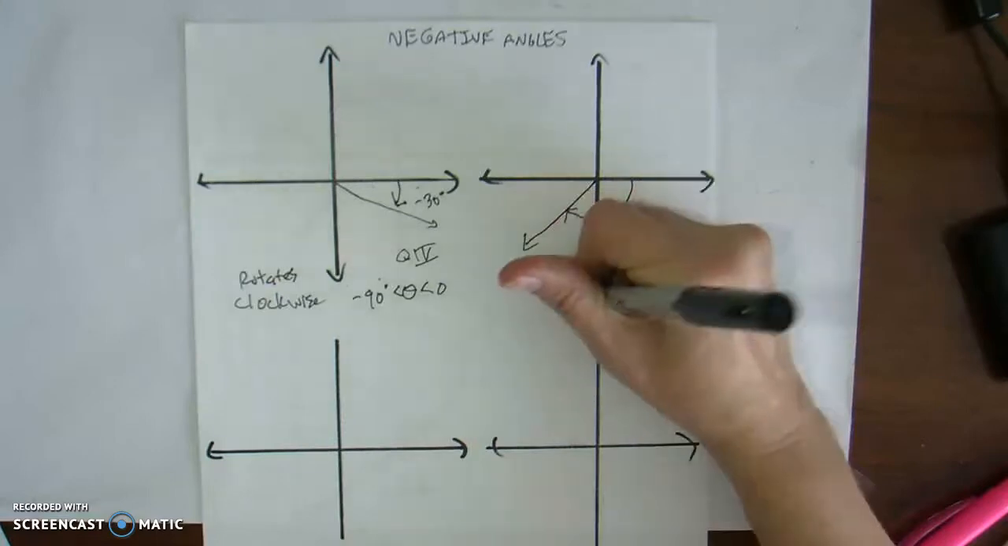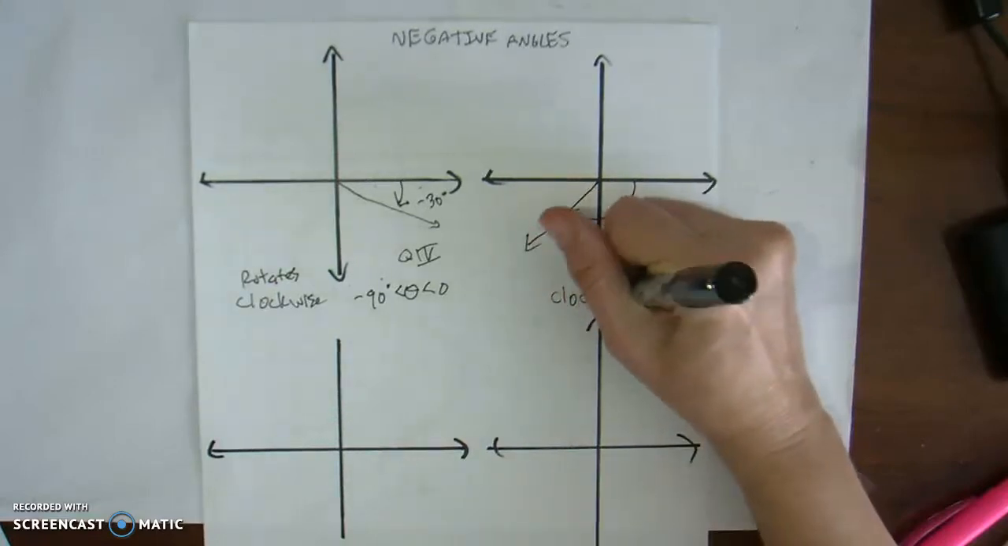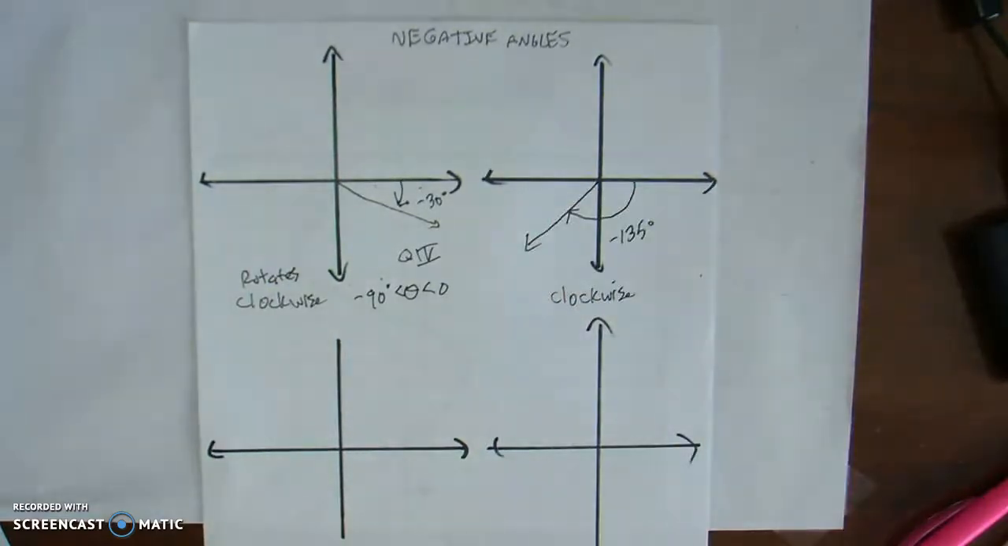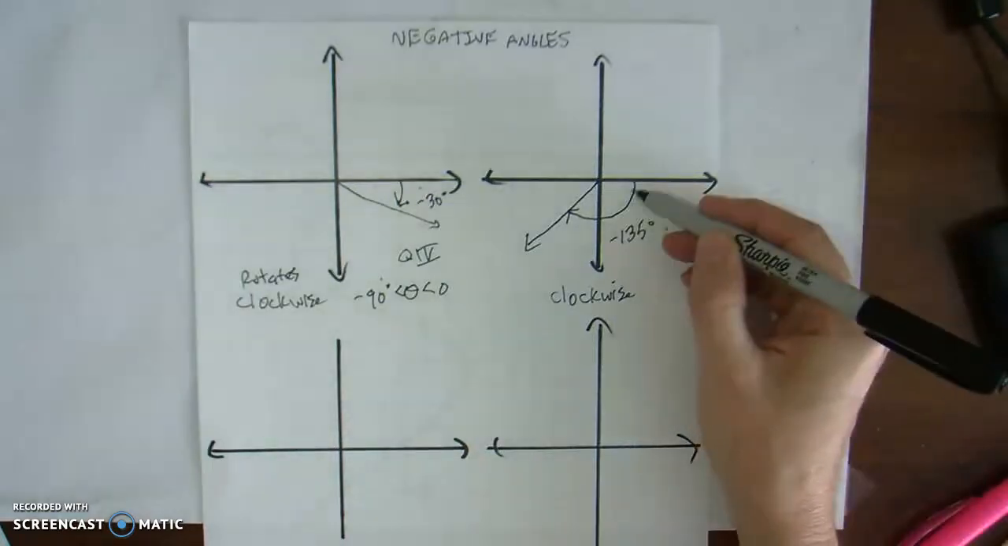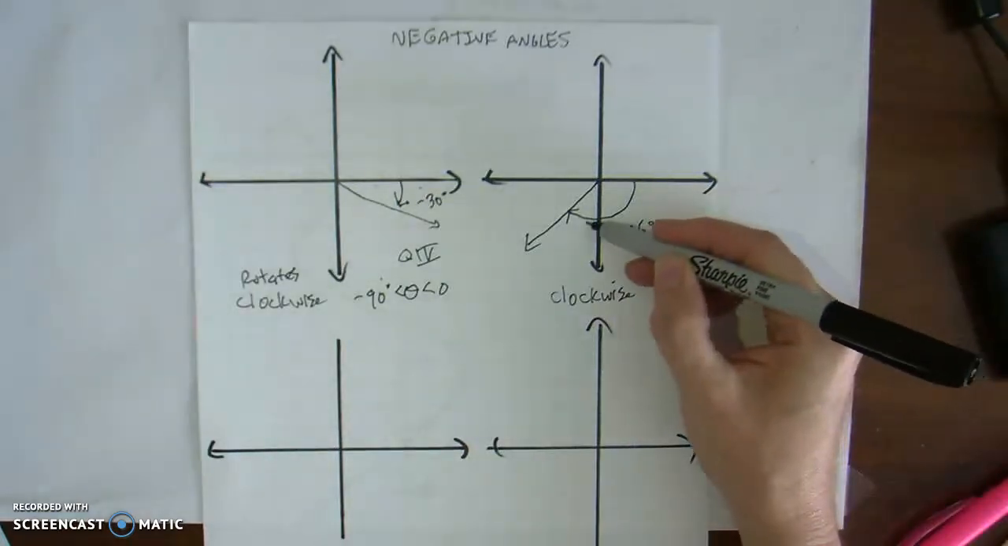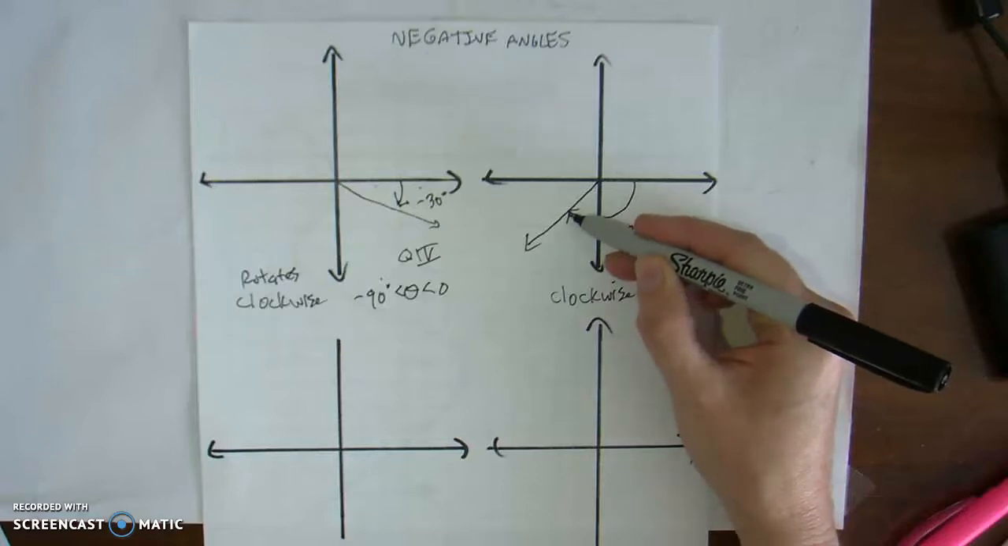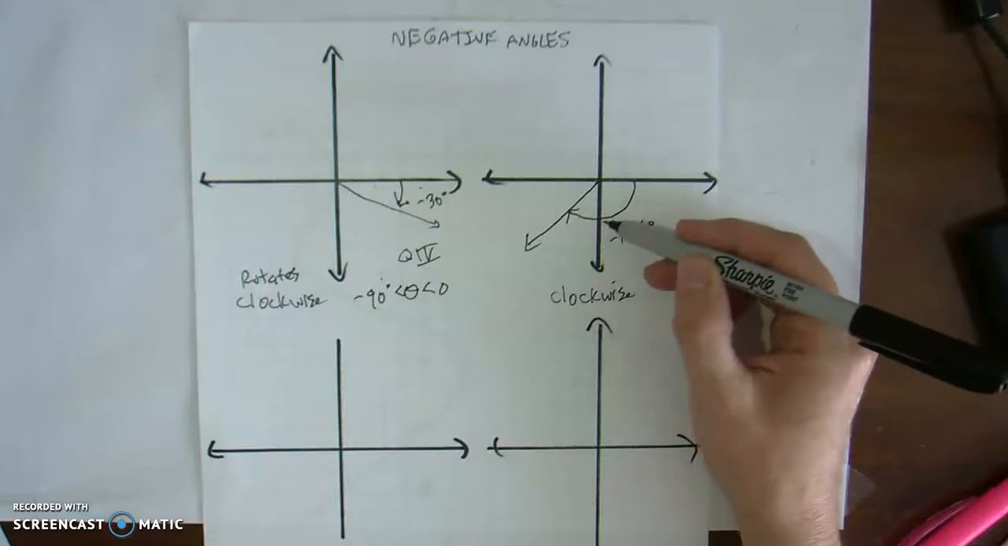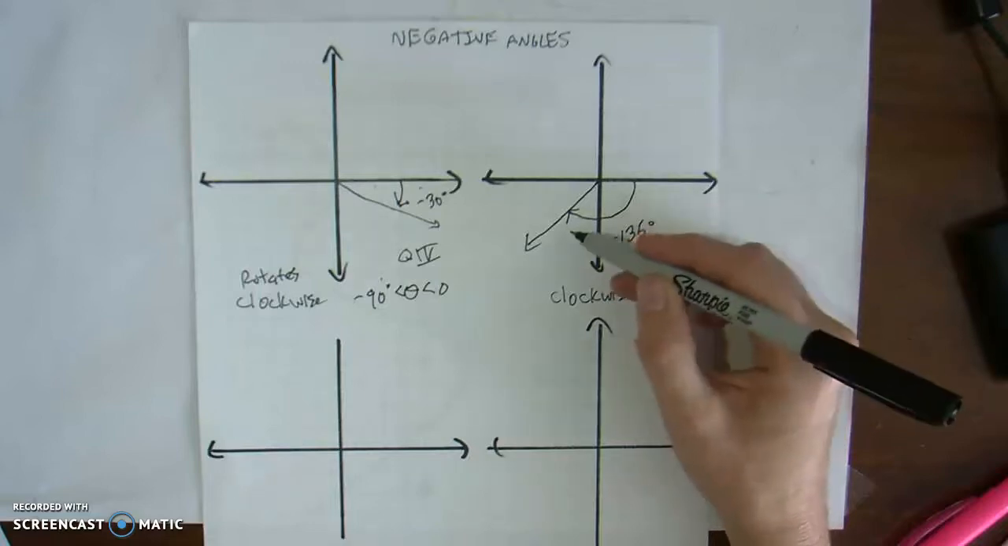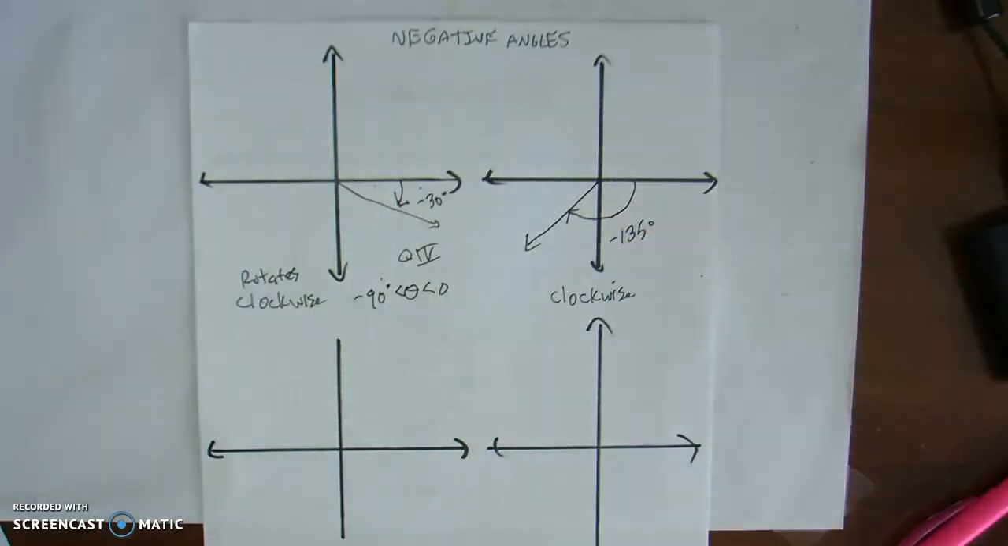What does that negative tell us? The negative tells us what direction it is rotating, and the 135 gives us the magnitude of how far it goes. It's just going in this direction. It went past negative 90 degrees and rotated another negative 45 degrees, and it ended up at negative 135, and I've drawn the angle.